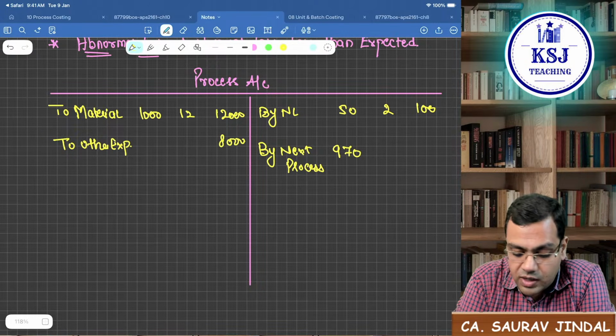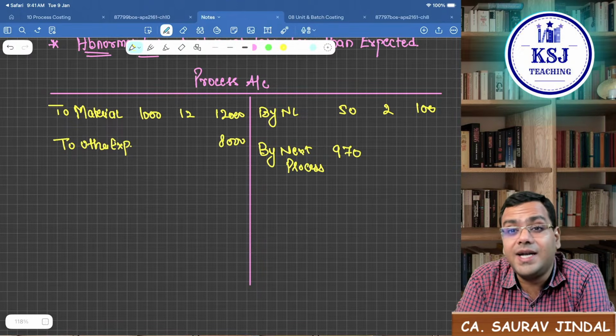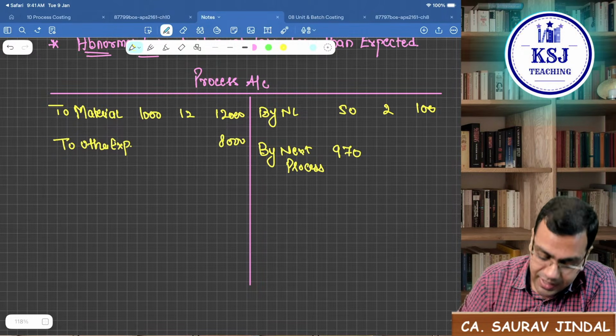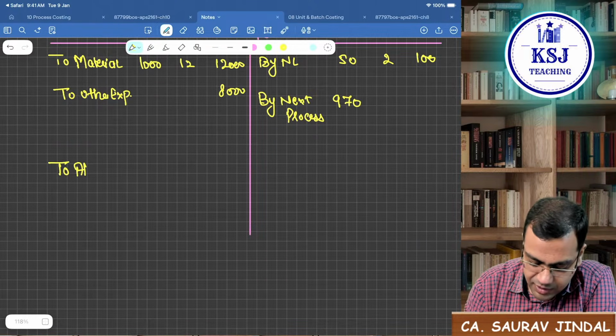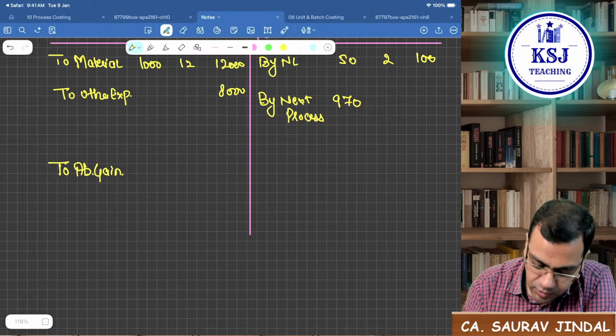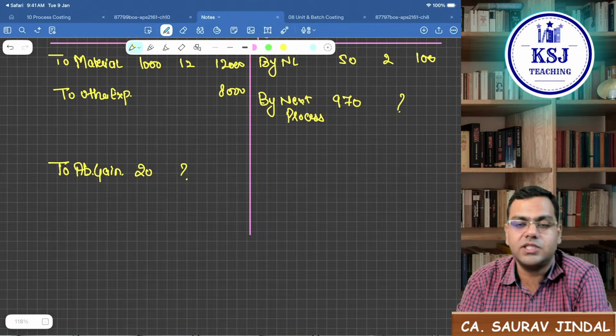Right? So you input 1000. What is the output that you are getting? 1020. So that means 20 is your abnormal gain in this case. So you have to write it here, to abnormal gain. Now you have to find out the value of these 20 units and the next process value.